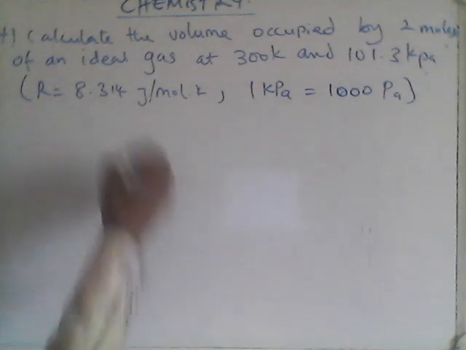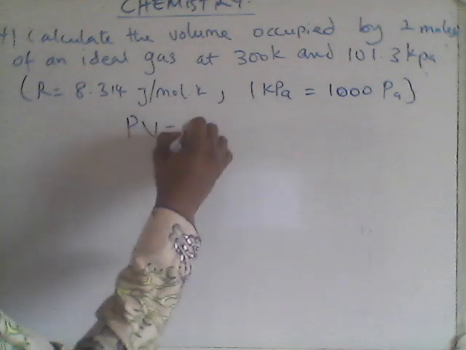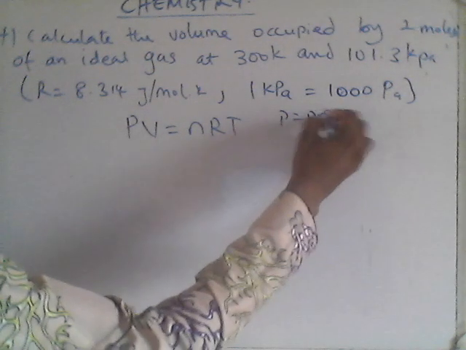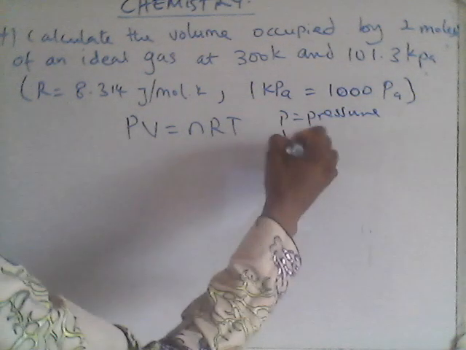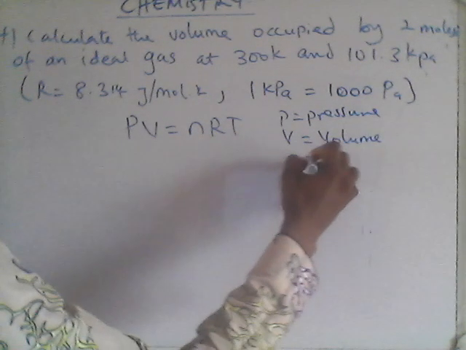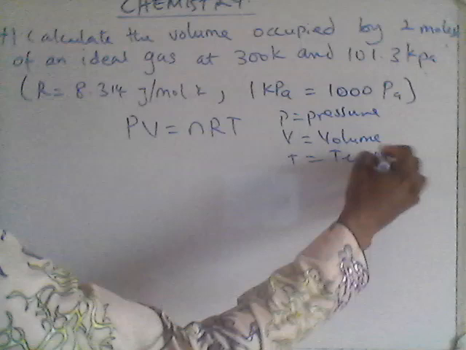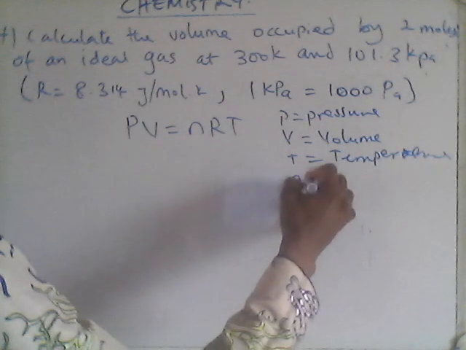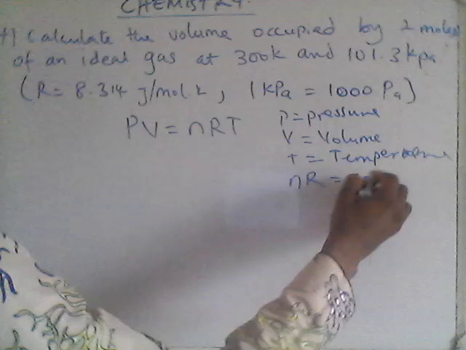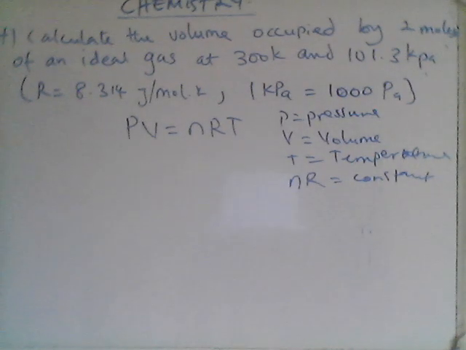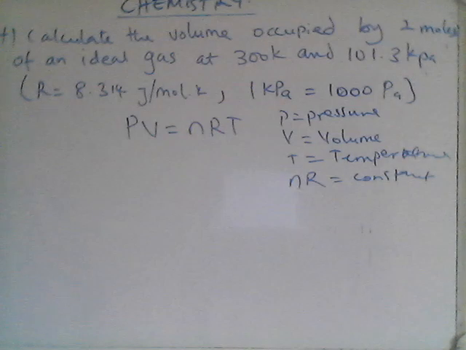Using this formula, PV is equal to nRT, where P is pressure, V is volume, T is temperature, then R and n. R is actually a constant. So this is the ideal gas law.